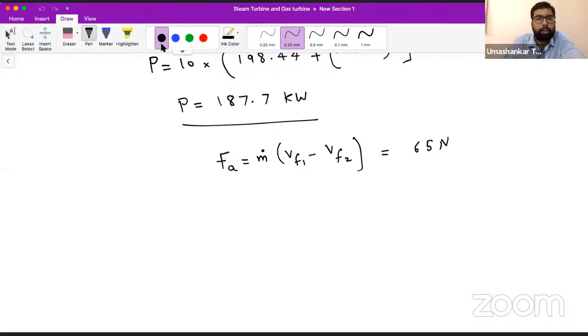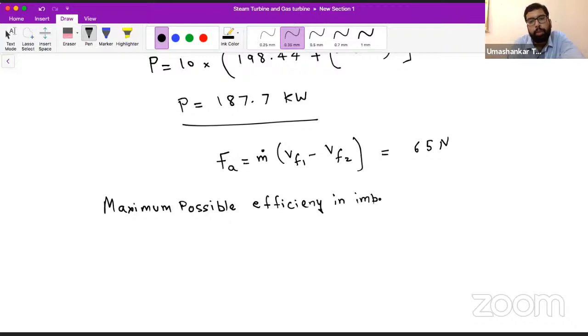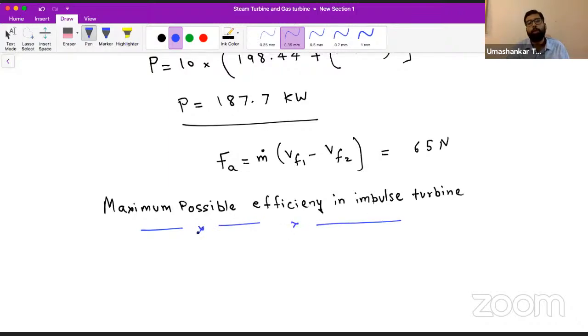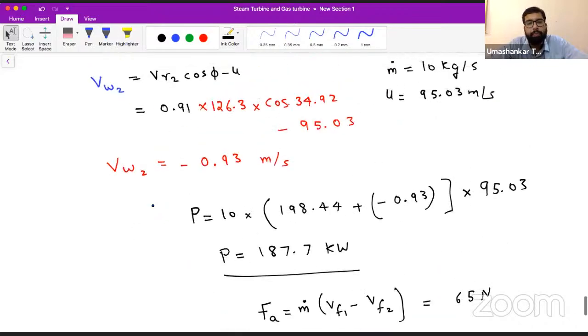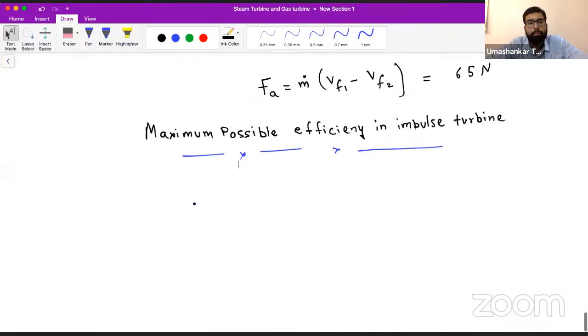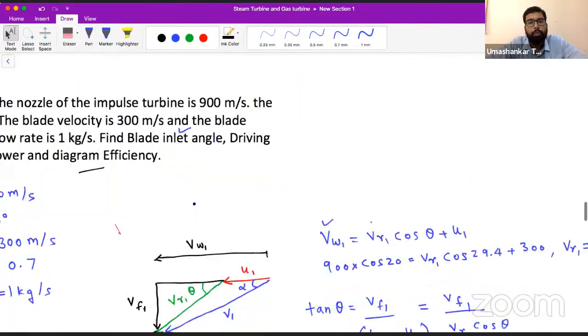So the last thing in this session, then we'll continue in the next session, is the maximum possible efficiency in impulse turbine. You do this in fluid machinery as well, and here also it is a part of this steam turbine. So what is the maximum possible velocity of an impulse turbine? To find it, let us copy this same image again.